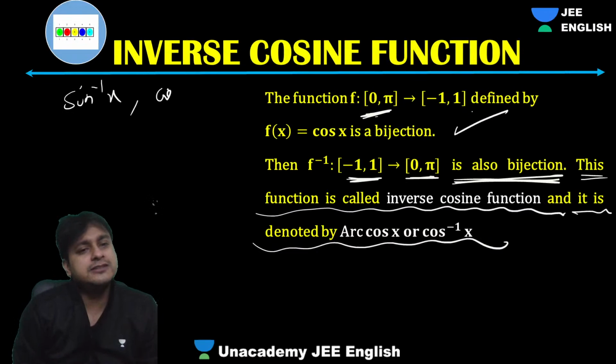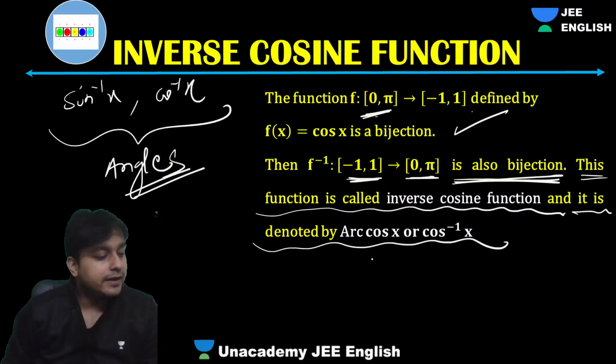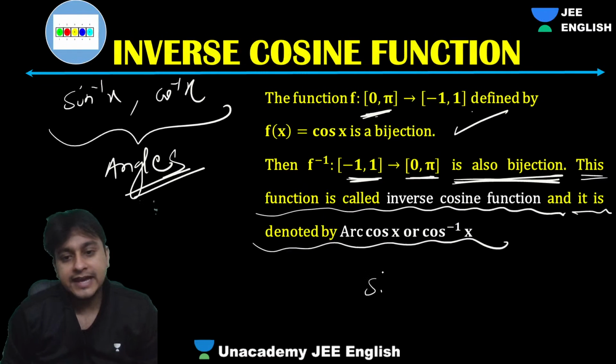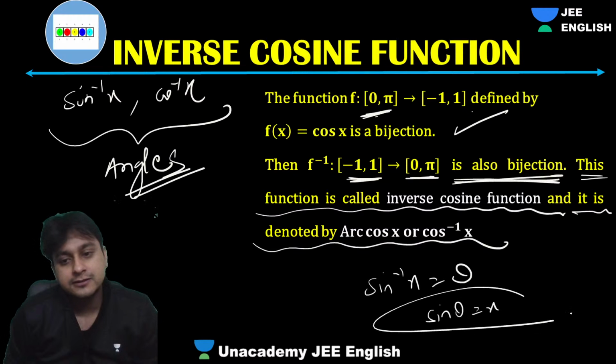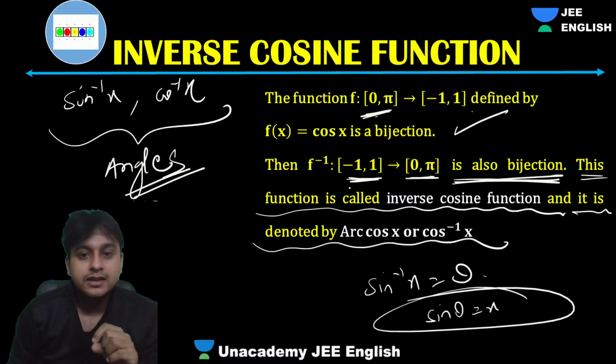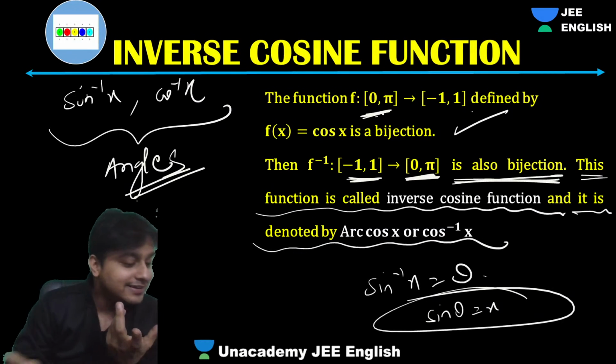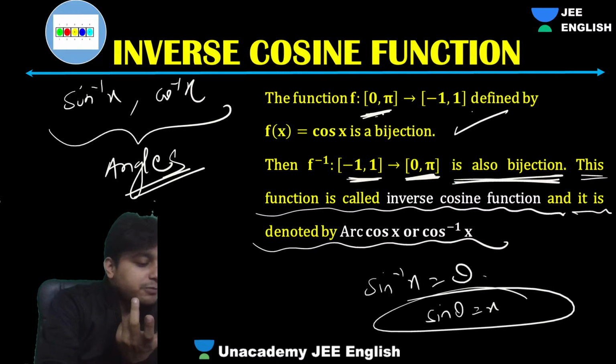So guys, ultimately, what is sine inverse x? What is cos inverse x? These are angles. Understood? And sine inverse x equals theta, so that's the reason why sine theta will be x. All are angles. That's the reason why the range is 0 to pi, which is an angle. So the domain and range are correspondingly like this.